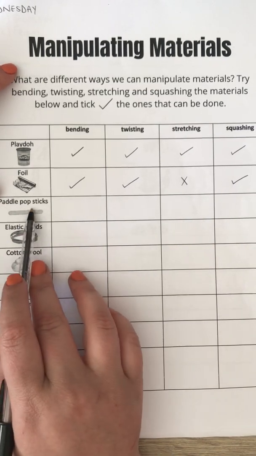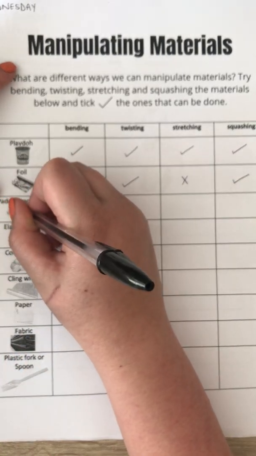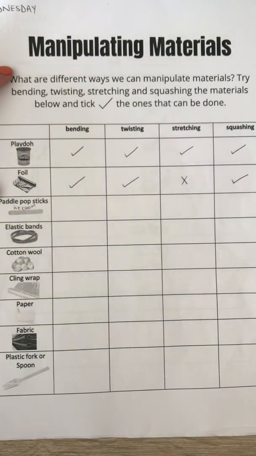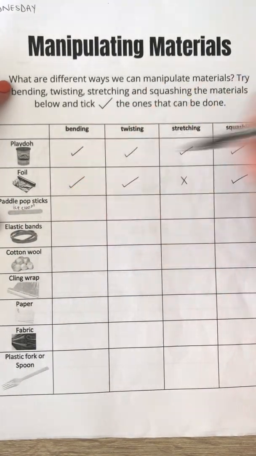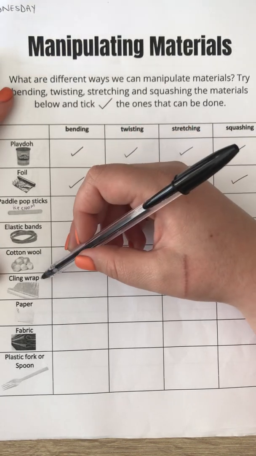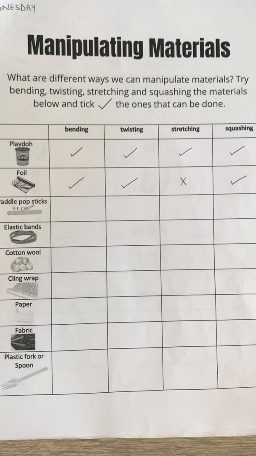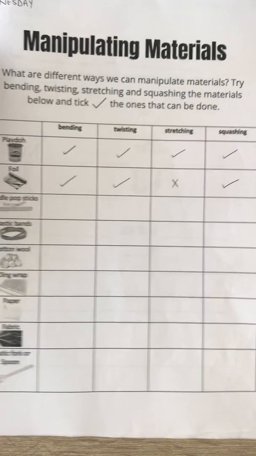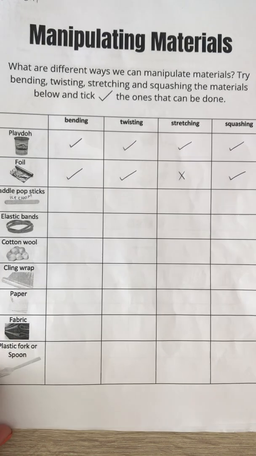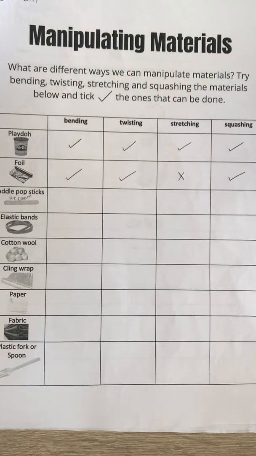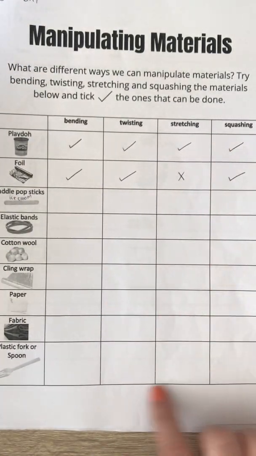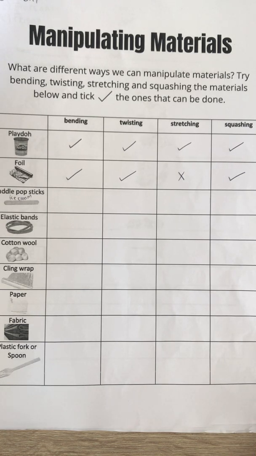Good. The rest of the ones that you need to go tick or cross are paddle pop sticks. These are basically ice cream sticks, okay? Elastic bands, cotton wool, cling wrap, paper, fabric, plastic fork, or spoon. You are at an advantage because if you can find these things in your home, you can actually go try it with these materials. So complete the rest of this worksheet, and then we are going to answer some questions about Namibia as a revision in preparation for Friday's quiz.